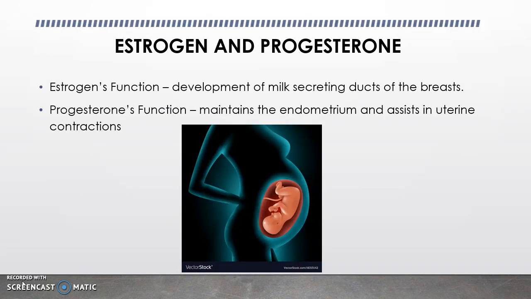Estrogen's function is the development of milk-secreting ducts of the breasts. And progesterone's function, which we discussed earlier in the slide, maintains the endometrium, and it also assists in the uterine contractions.